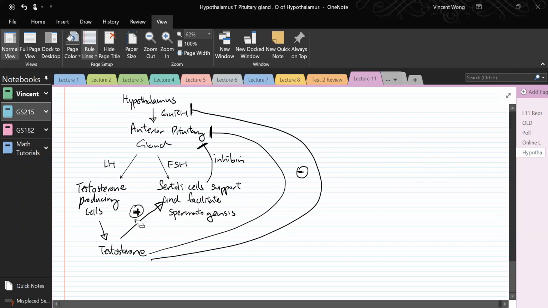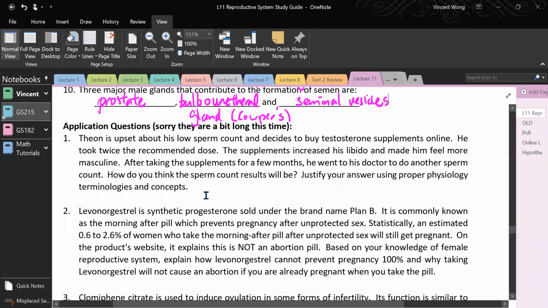Let's take a look at this diagram. Remember, testosterone does facilitate spermatogenesis, but if you take too much, then testosterone will actually negatively inhibit GnRH and the release of FSH and LH. So having a super high level of testosterone will actually be counterproductive in terms of sperm production. It will drastically suppress these hormones, which ultimately would suppress spermatogenesis as well. So he's going to have low sperm count.